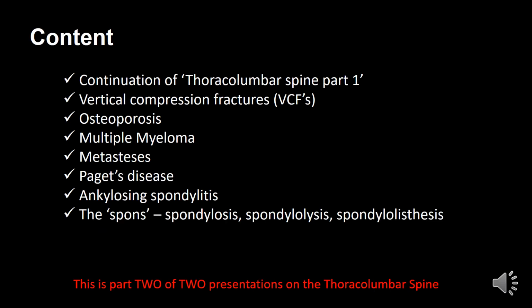Welcome to part 2 of 2 presentations on the thoracolumbar spine. It's a continuation of thoracolumbar spine part 1. We start with vertebral compression fractures and then look at specific diseases like osteoporosis, multiple myeloma, metastases, Paget disease, ankylosing spondylitis, and then take a look at the spondylodiscitis.